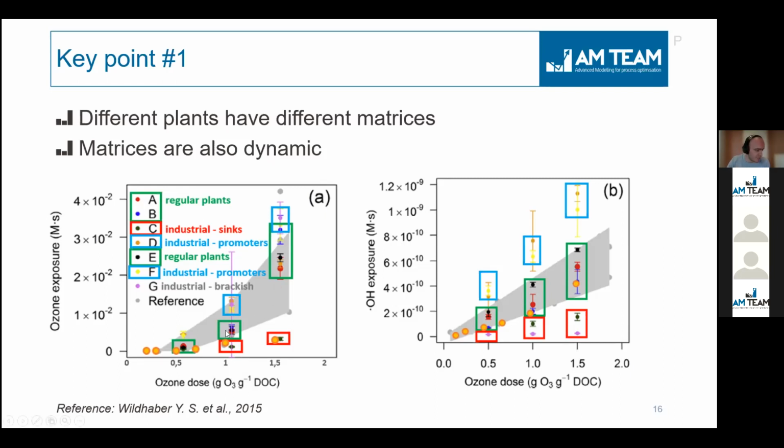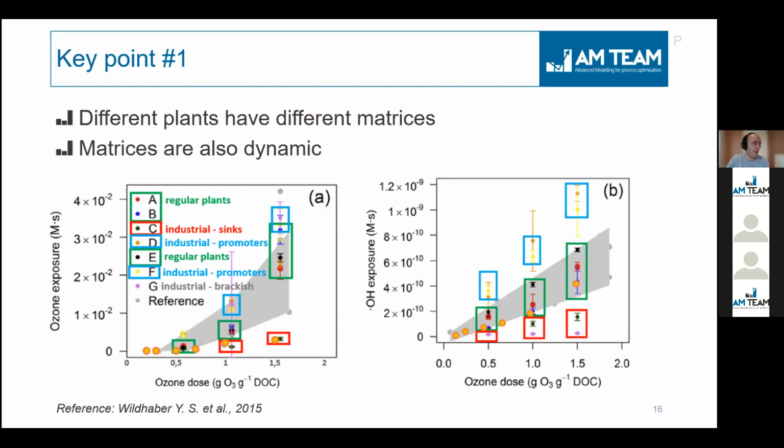What you see here is that, for example, for 1 gram ozone per gram DOC, for all these different plants, this has actually a completely different ozone exposure. So you apply the same dose to different wastewater samples, and you see a completely different ozone exposure, and you see the same with radicals. So this has a very big impact on the overall performance of your system and on the design of your system. So it's very important to have this water matrix right and to draw the right conclusions from this water matrix.